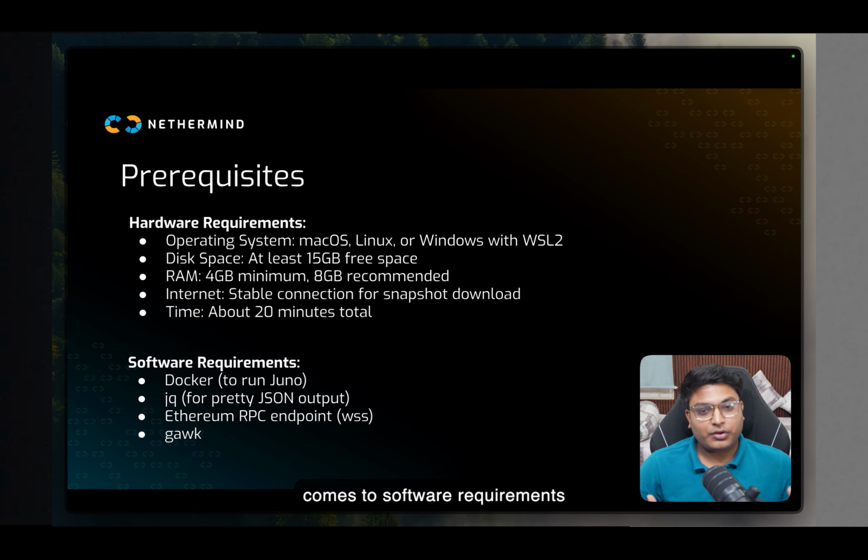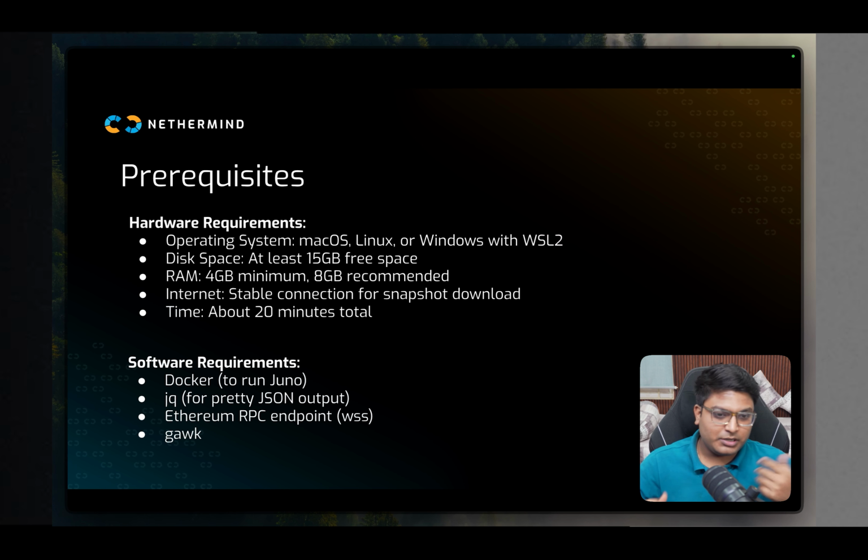And when it comes to software requirements, we should have Docker to run Juno, JQ to make JSON look nice, and gawk for the snapshot size commands that we'll be using from the Juno docs, and an Ethereum WebSocket endpoint from any RPC provider. So, all right, let's jump into the terminal and check if I have all the system requirements ready to go.